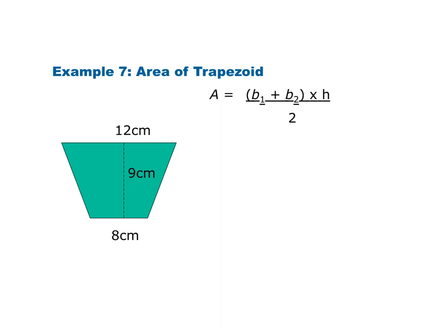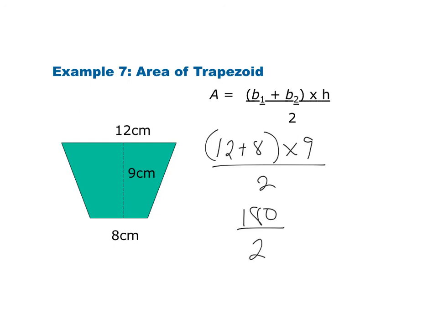So I want you to try out the trapezoid formula for yourself. Go ahead and pause the video and try this one out, and then check your answer. So here we have 12 plus 8. We're going to multiply that by 9 and divide by 2. So 12 plus 8 would be 20, times 9 is going to be 180, divided by 2, which gives us an answer of 90 centimeters squared.